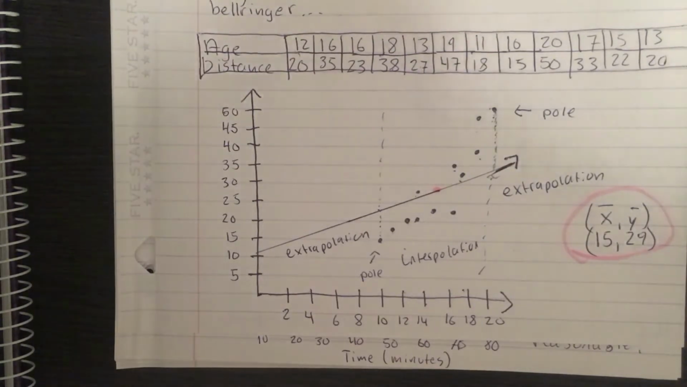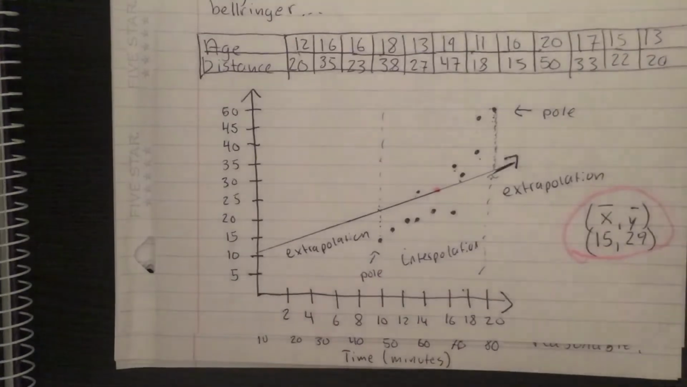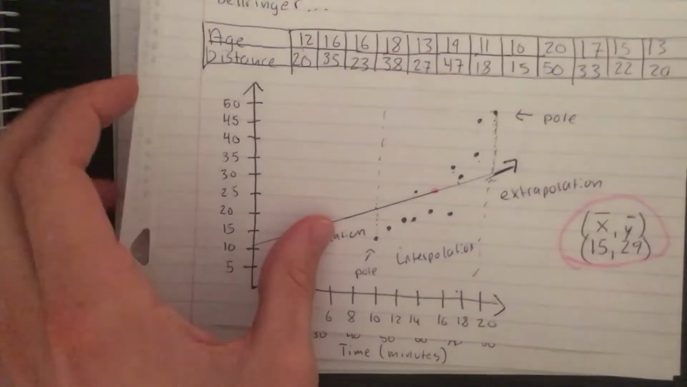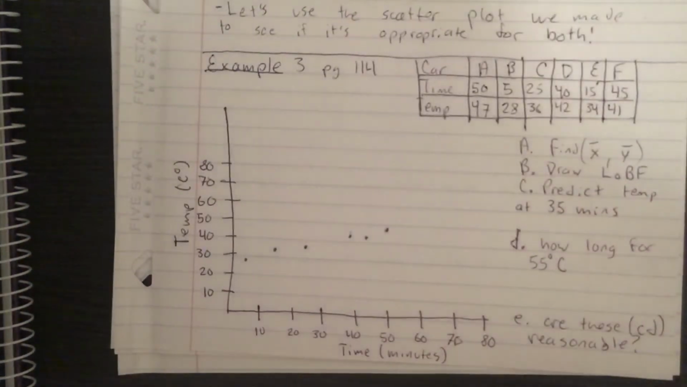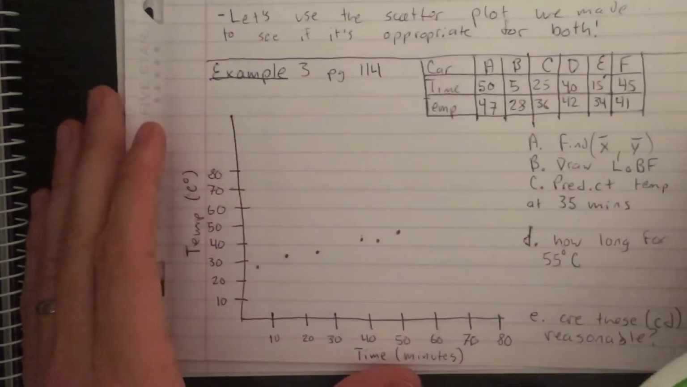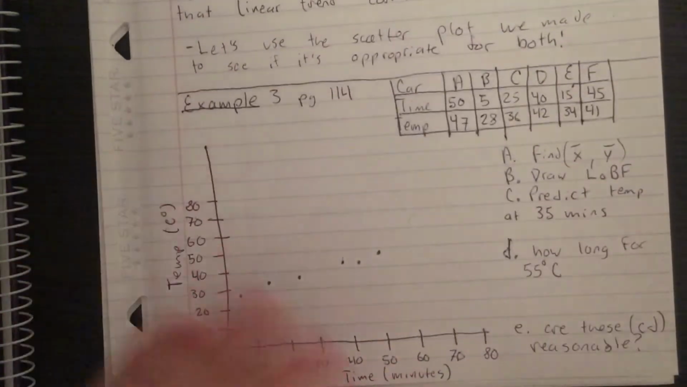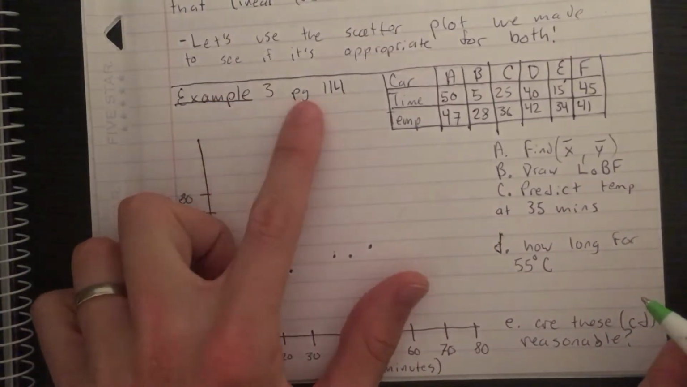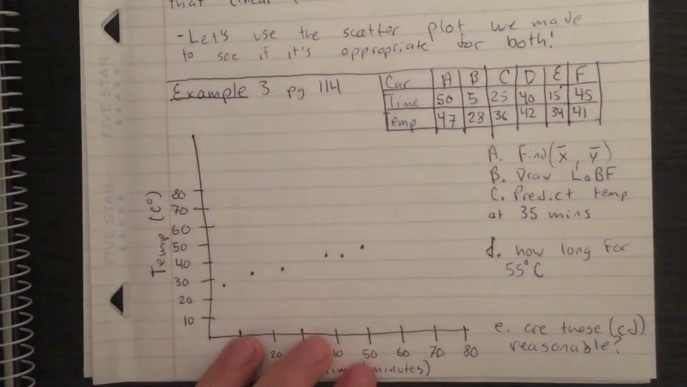And so whenever you're doing extrapolation, you need to ask yourself, does it make sense? Can I safely extrapolate in this circumstance? So going back to the other page, we're going to look at an example here. This is example 3 on page 114 in that orange book.